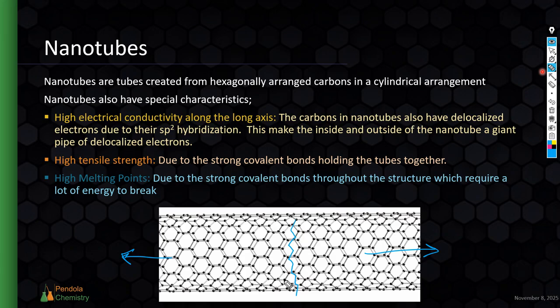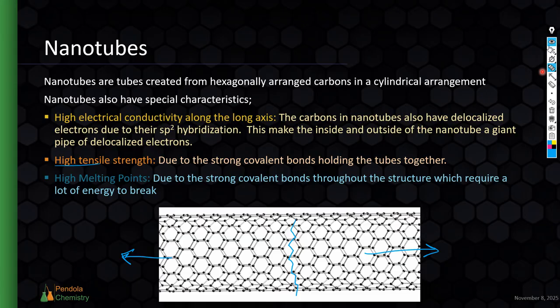That takes a lot of strength. Remember, covalent bonds are really, really strong. And so it takes a lot of force to break a nanotube by pulling. They have high tensile strength. And finally, due to those strong covalent bonds as well, they have very high melting points. Due to the strong covalent bonds throughout the whole structure, we require a lot of energy to break these covalent bonds and therefore melt a nanotube.